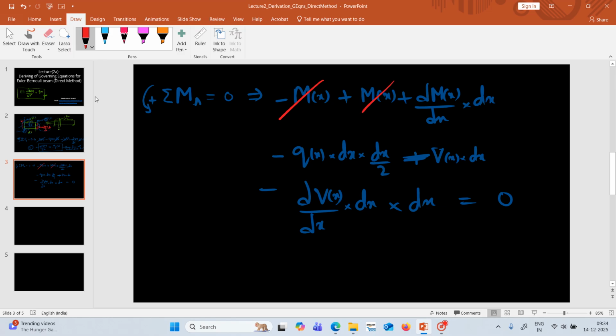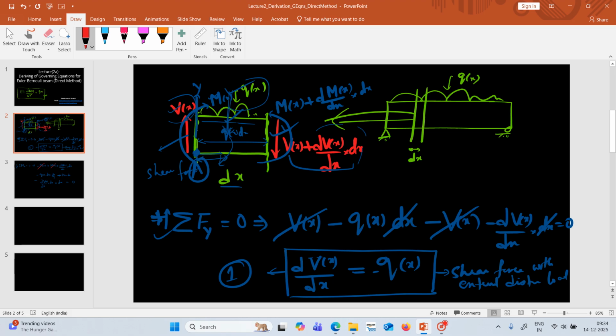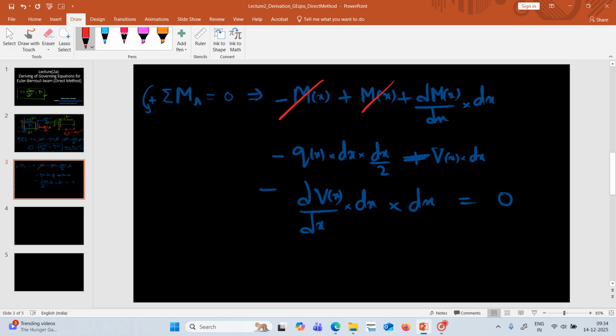Hence we know this length already; we have said that dx is small, or very small. If you multiply a small number with another small number, it would be very, very small, so this can be neglected. This makes a very small quantity, so we will neglect it and assume it to be 0.